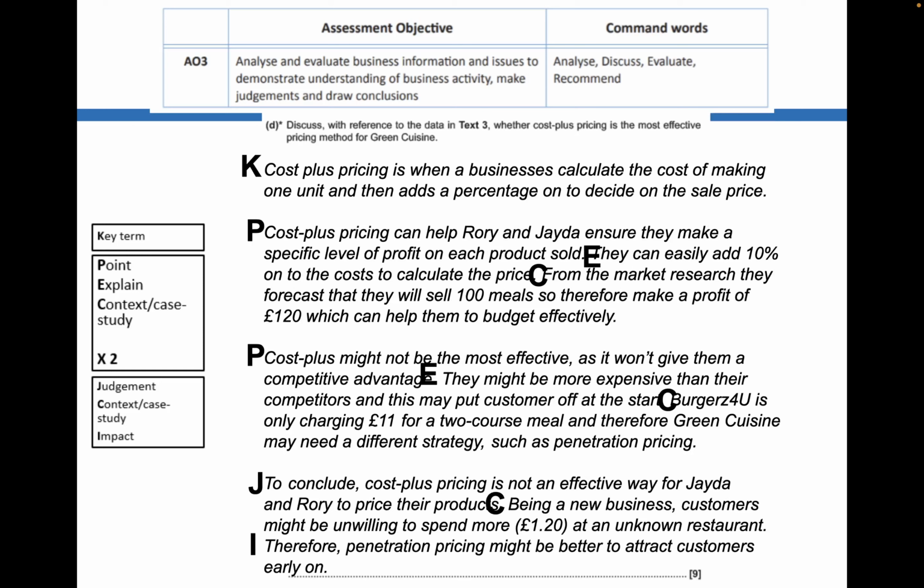9 marker, it's the same structure. You might want to write a fraction more for this one, but in essence, I treat 7 and 9 markers the same. So this one, again, this was about cost plus pricing. Start off by defining cost plus, and then you go through the same structure, PEC, JCI. It's the same structure as the 7 marker. Again, I won't go through this one because it's the same as before, but if you want to pause it and have a look at this one, then you're more than welcome to.